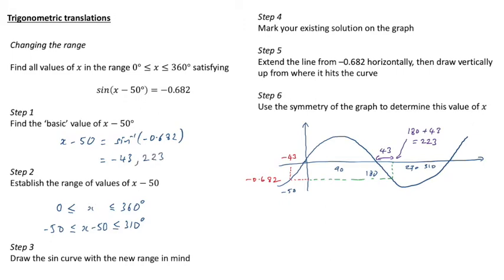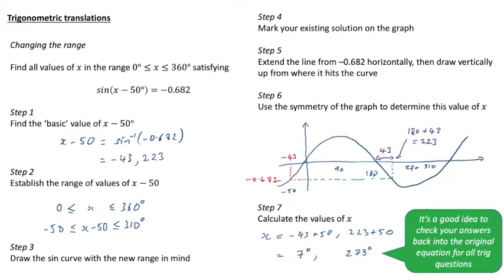Okay, so we now know that our other value for x minus 50 is 223, so I've put that back into the working on the left hand side, and we get to the final step, step 7, which is to calculate the values of x. And a nice way to do this is to say that x will be the minus 43 plus 50 and the 223 plus 50, and then we can work them out and we get our final answers of 7 degrees and 273 degrees.